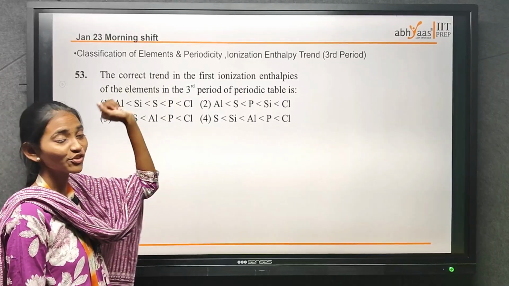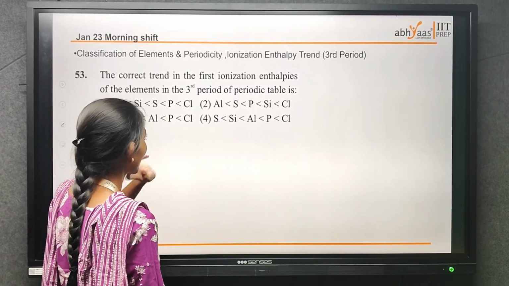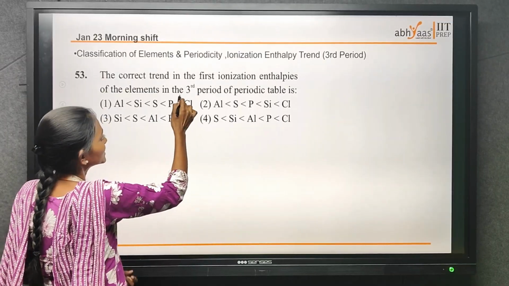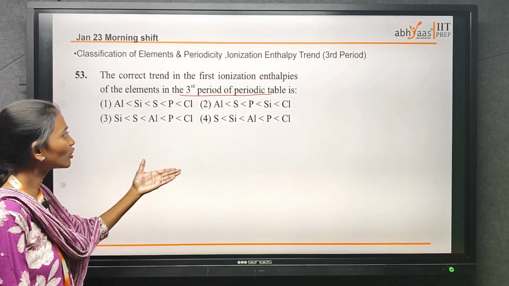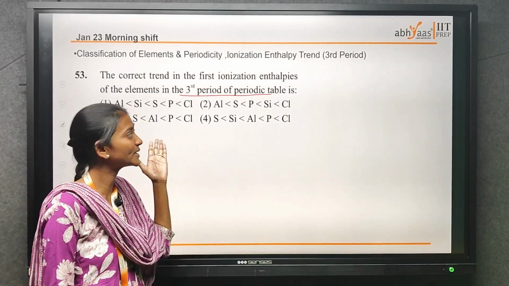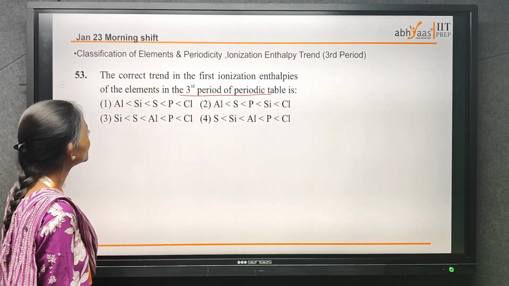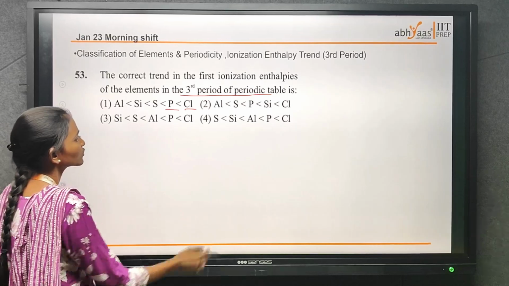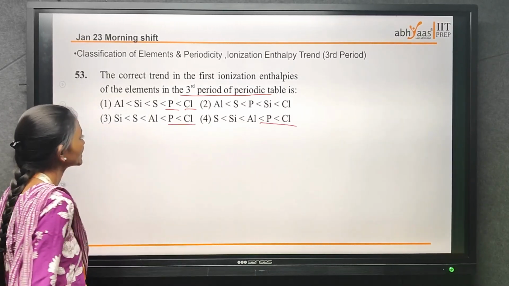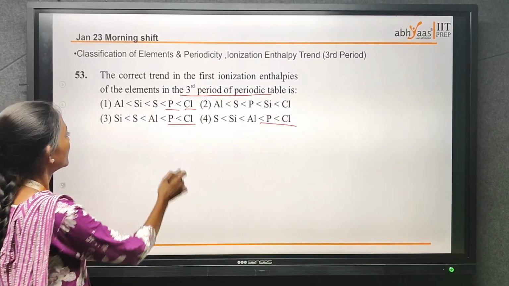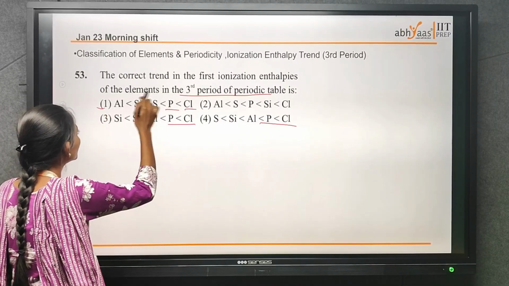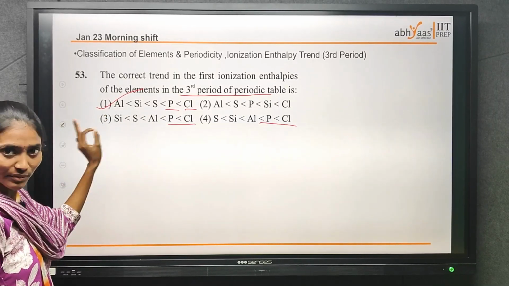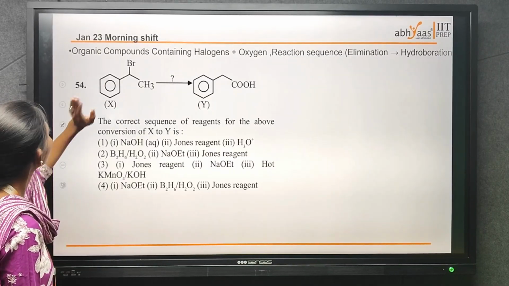This is from classification of elements and periodicity trends. They are asking about ionization enthalpy. The correct trend in the first ionization enthalpy of the elements in the third period of the periodic table. As we all know, moving from left to right, what happens? Ionization enthalpy increases, right? So phosphorus will be more stable due to half-filled orbitals. Among these we are having phosphorus and chlorine. And coming to this case, aluminium needs to be first. So the answer will be 1. We need to follow the trends, then we can answer easily. Not that difficult a question. And moving on to the next question.